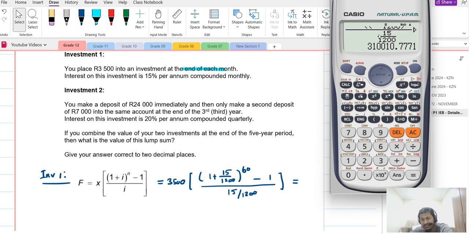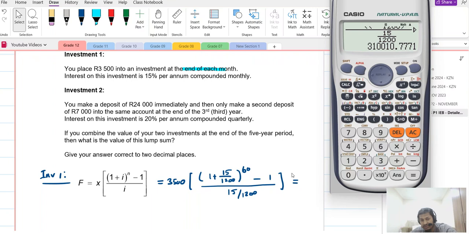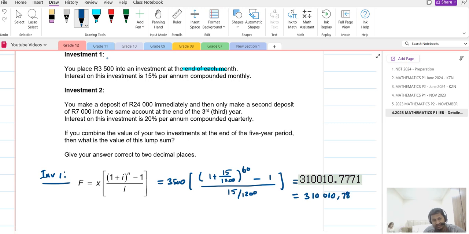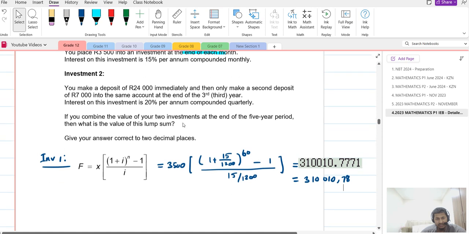Please write out this answer. I'm just going to copy and paste it here for you. I'm going to take 4 decimal places, then at the end I'm going to take 2 decimals. So the answer is 310,010.78.